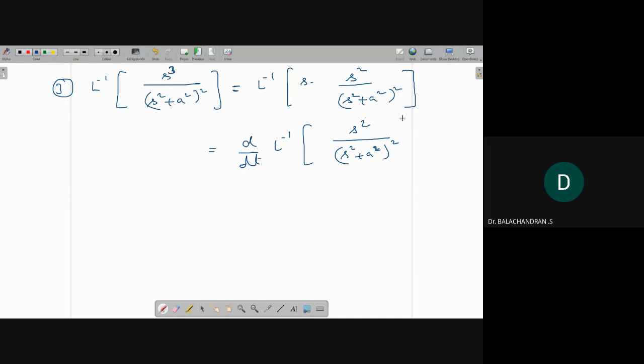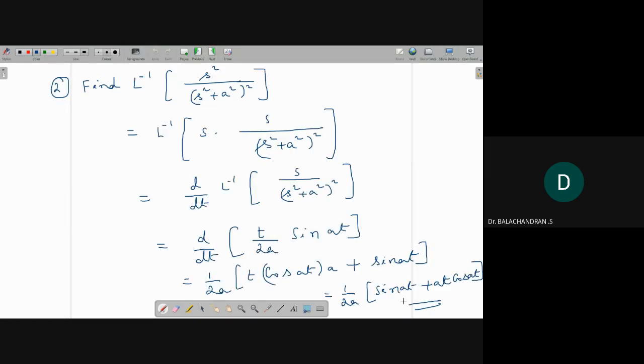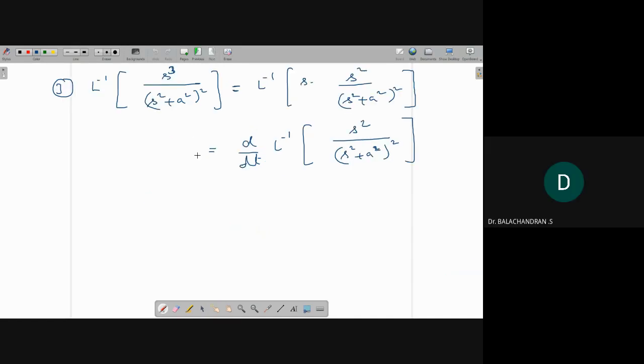I think this is a previous problem. L inverse of s square by (s square plus a square) whole square is just a previous problem. We can use this, but in examination, you need to do it again. Suppose this problem is asked. So d by dt of, I will write the final answer, 1 by 2a (sine a t plus a t cos a t).